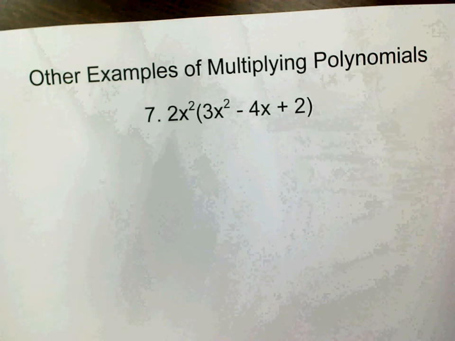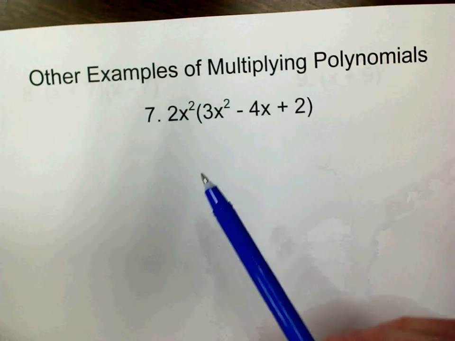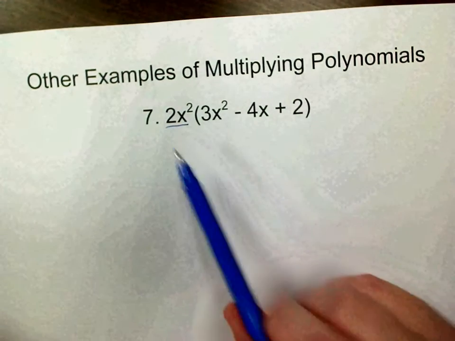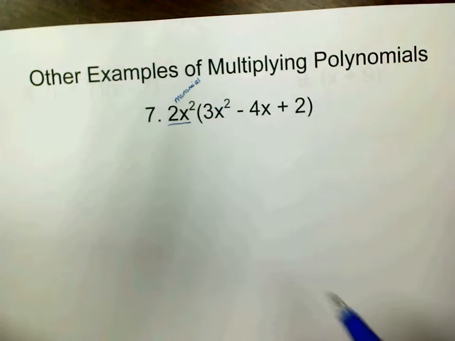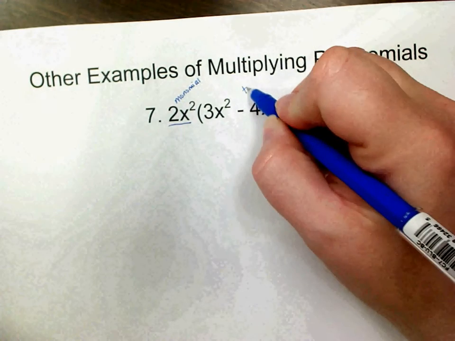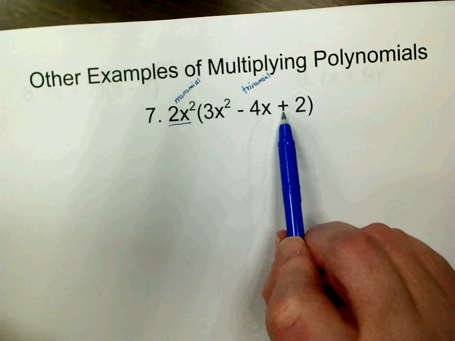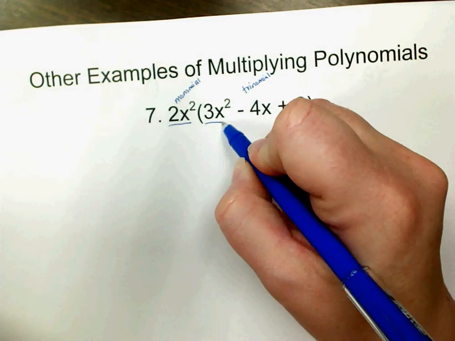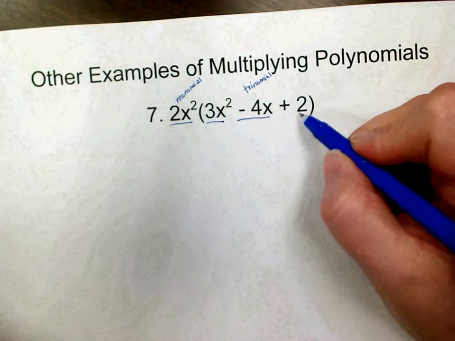So we just want to look at a couple of more examples of multiplying polynomials. The first one, remember, this is just called a monomial because there's only one term. There are no addition or subtraction symbols separating terms. This inside the parentheses is what we call a trinomial. The subtraction sign here and the addition sign here separates my 3 terms, which are 3x squared, negative 4x, remember that sign goes with that term, and positive 2.